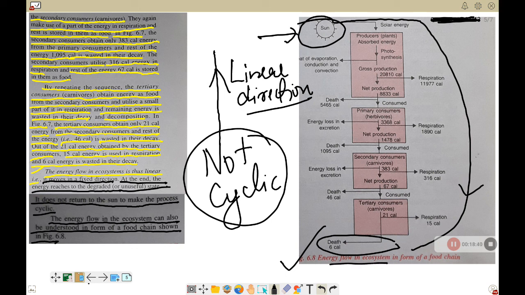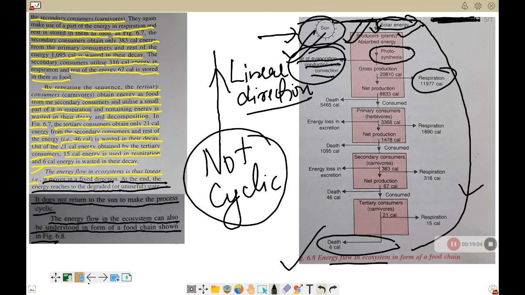You can see this figure in your book as well. Here you see that energy is first received from the sun in the form of solar energy. Plants absorb this energy, and by the process of photosynthesis they produce food. That's why they are called producers. Understand? Yes. So heat of evaporation, conduction and convection takes place here, so some part of the energy is wasted here.